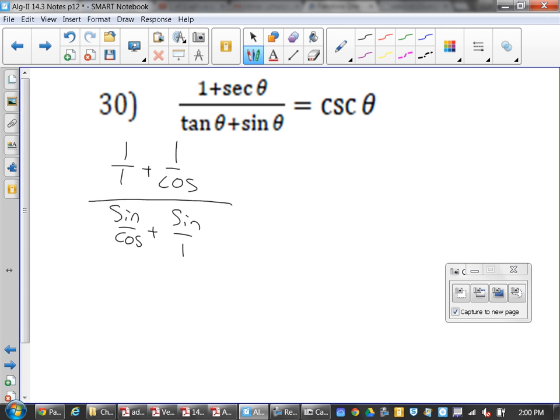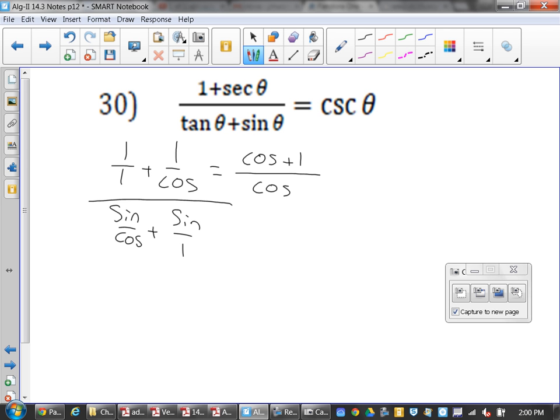So the common denominator at the top is going to be what? Cosine. I thought it was 1 plus cosine. Well, when you get your common denominators, you multiply. So the fraction on the left needs a cosine. The fraction on the right doesn't need anything, so it's going to be cosine plus 1.